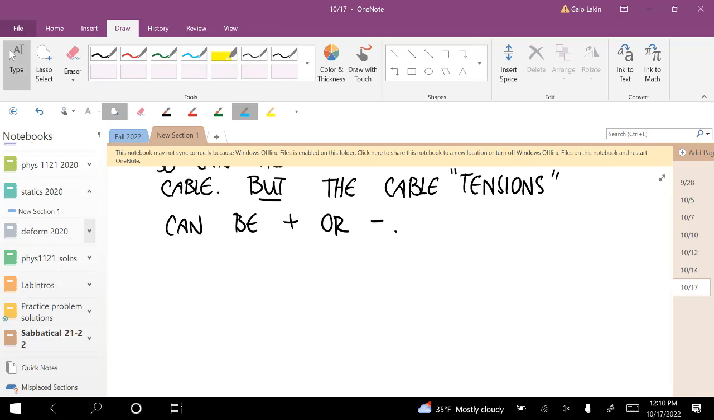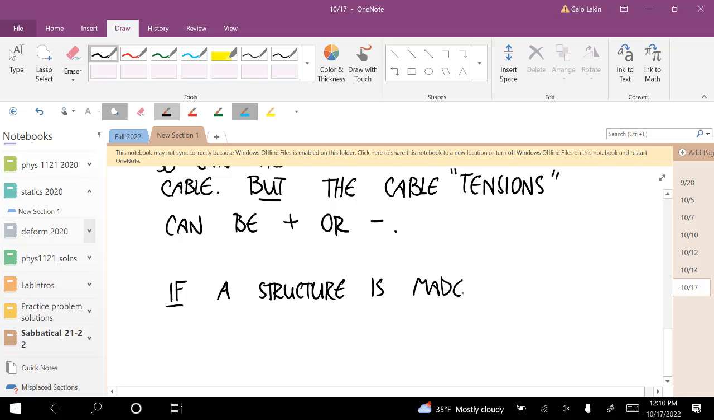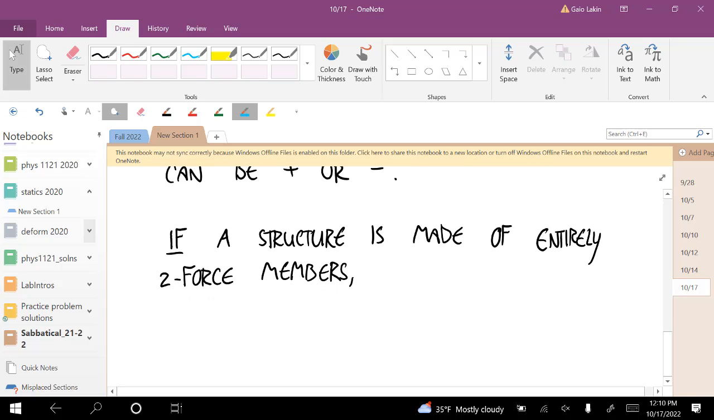Okay, so if a structure is made of entirely two force members, what you're going to do is isolate each joint as a particle.